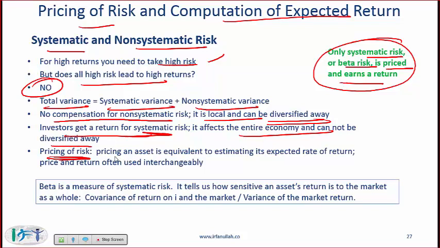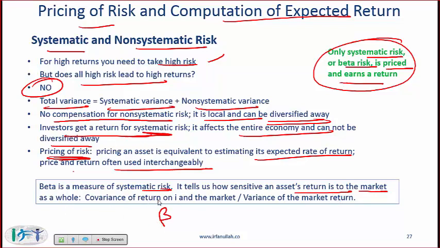Pricing of risk. Pricing an asset is equivalent to estimating its expected rate of return. Price and return are therefore often used interchangeably. Beta is a measure of systematic risk. It tells us how sensitive an asset's return is to the market as a whole. So what is the formula for beta? I've given it in words because this is easier to remember.